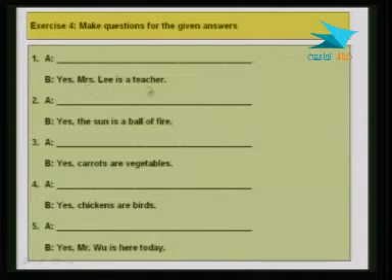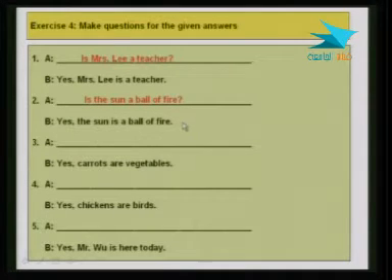If I said Mrs. Lee is a teacher, what happens is that we basically move the verb, is, to the beginning of the sentence. So we say, is Mrs. Lee a teacher? This is a question, and the answer is yes, Mrs. Lee is a teacher. This kind of question is called a yes-no question. We can also give a short answer by saying, yes, she is. Second question: is the sun a ball of fire? Yes, the sun is a ball of fire.